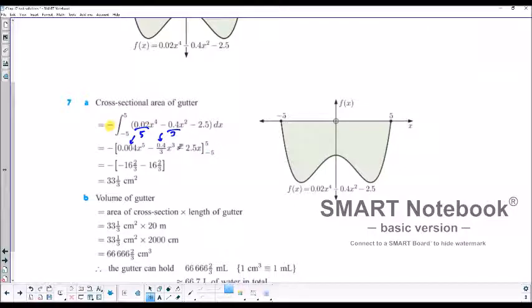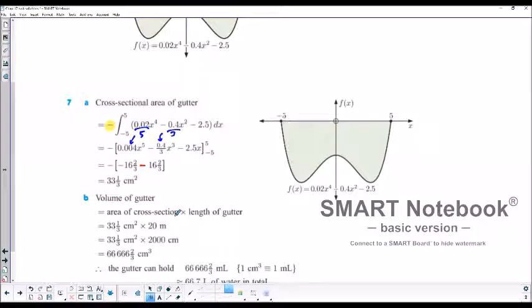And then we substitute -5 into all of this, and we're subtracting. This subtraction symbol is actually for the operation of the fundamental theorem of calculus, f of b minus f of a. This is that minus sign between the two. And so the f of a part is 16 2/3, and we subtract them, we get -33 1/3. And of course, because of that negative out front, it changes this to positive. Okay, so then the cross-sectional area of this is 33 1/3 square centimeters.